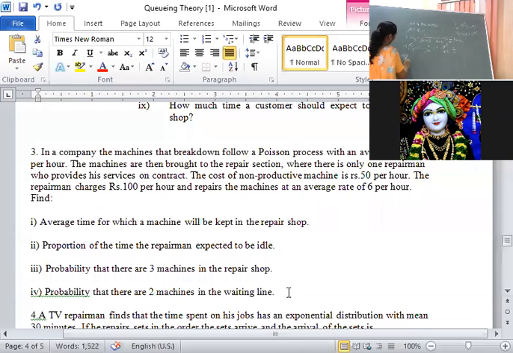Fourth question, what do you have to write? The fourth question is the probability that there are two machines, that there are two and n is greater than or equal to 2. What does it mean? It is rho to the power of 2. That means lambda by mu whole square. That is 4/6 whole square.